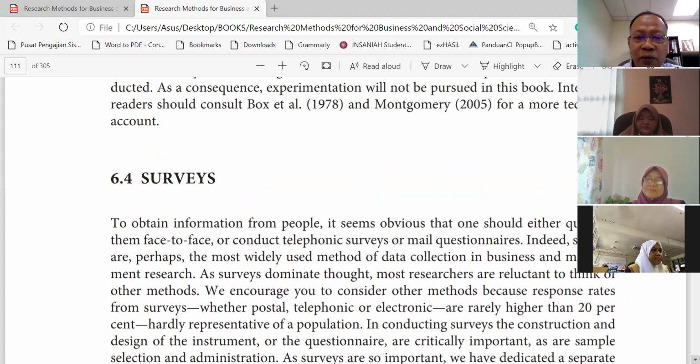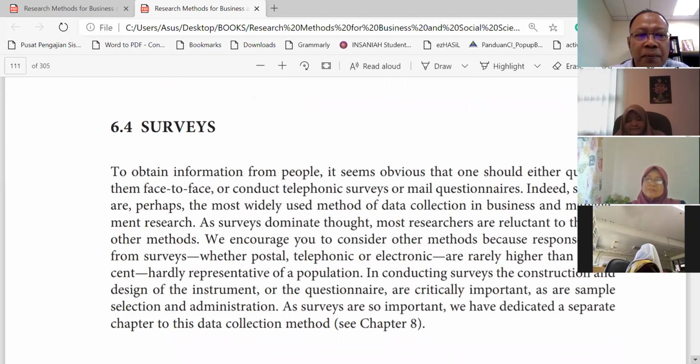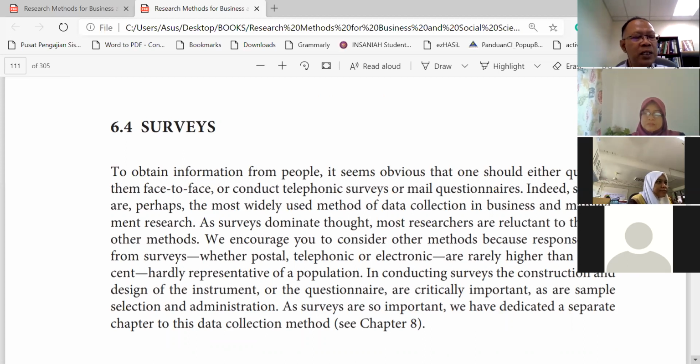Okay, survey. Survey is what most of you use, I think. So survey could be asking questions face to face or survey using telephone or questionnaires. And questionnaires, there are three types. One is mail questionnaires, when the questionnaires are mailed to the respondents. Two is the researcher himself or herself goes to the respondents, distributes the questionnaire, and collects the questionnaire.